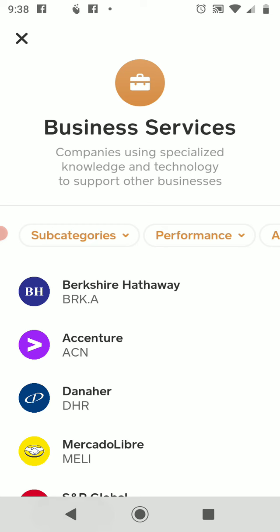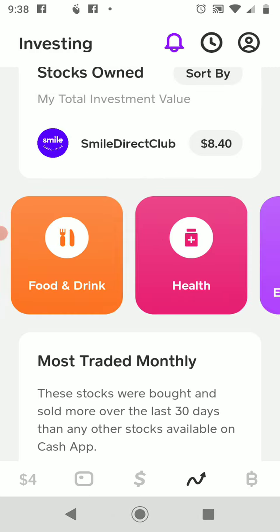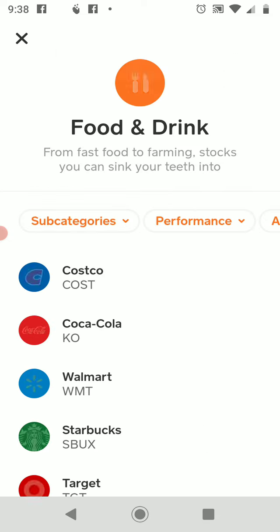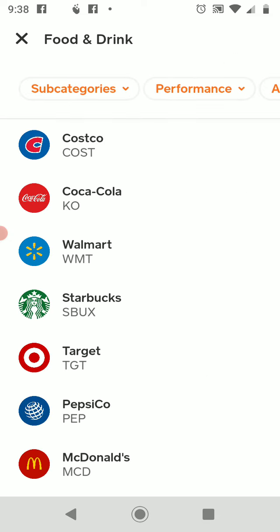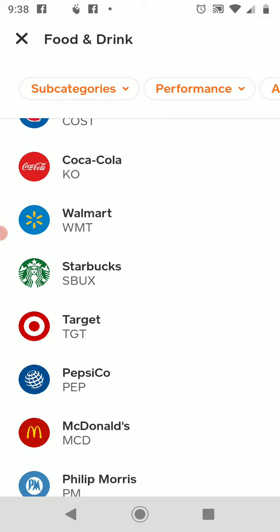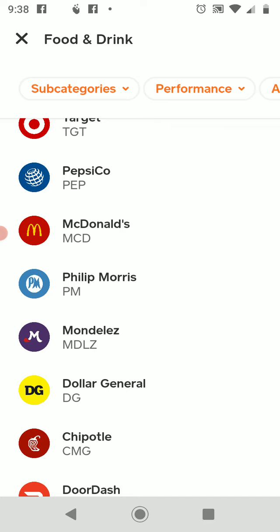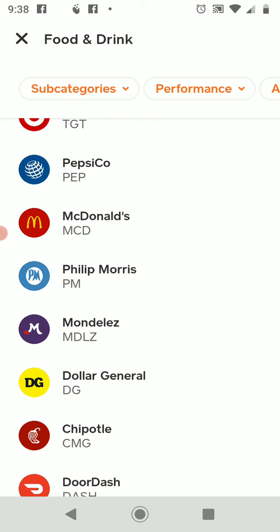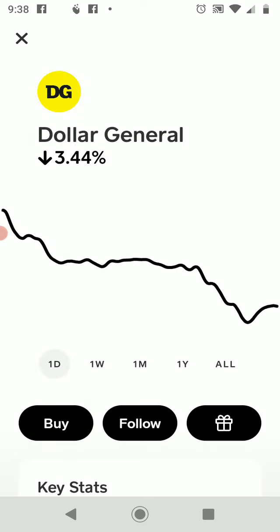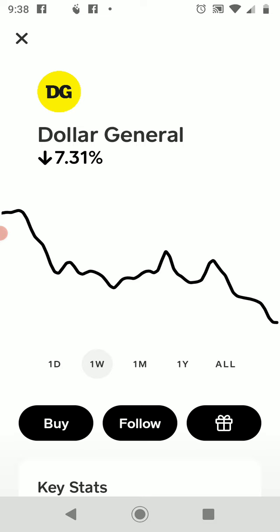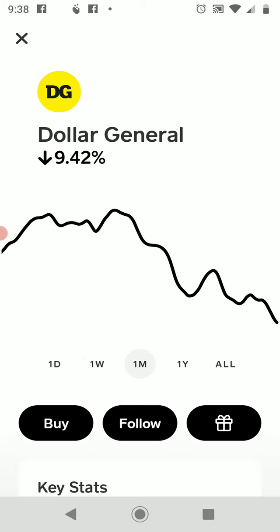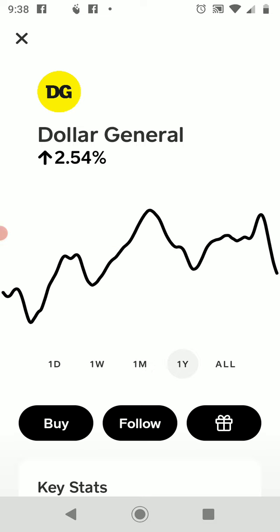If you're not into business services, let's look at something a little bit more recognizable for most people. Food and drink: Costco, Coca-Cola, Walmart, Target, Starbucks. Very recognizable companies. Mickey D's, Dollar General. Look at that. Dollar General's down today. Over the past week, it was down 7%. Over the past month, it was down 9%. So it's been down a little bit. Let's look at the yearly total. Dollar General is up over the past year 2.5%.